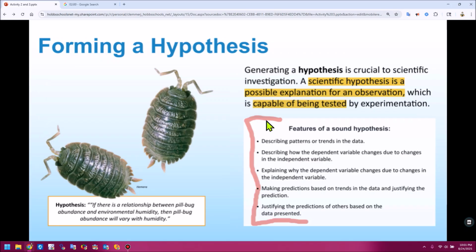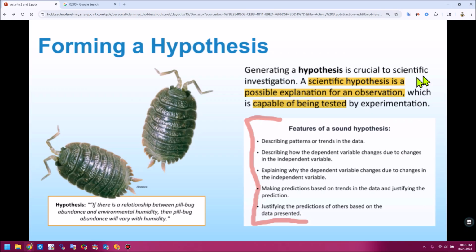Forming a hypothesis, okay? When we form a hypothesis, we're making an educated guess about what we think will happen in an experiment based on our observation and prior knowledge. Generating a hypothesis is crucial to a scientific investigation. A scientific hypothesis is a possible explanation for an observation which is capable of being tested by experimentation.